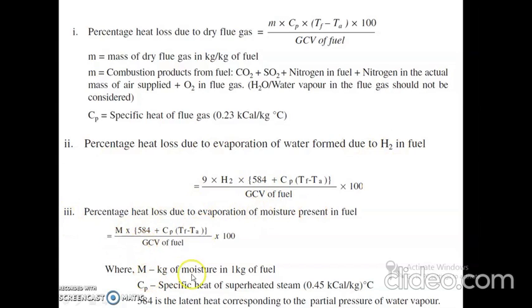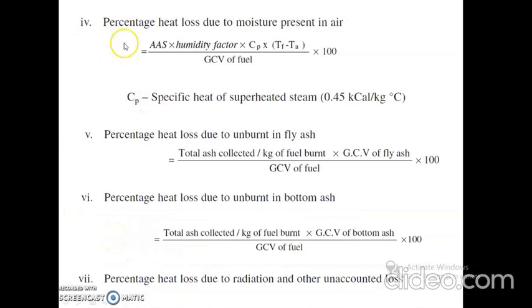For that you need the mass of moisture in the fuel, which you can get from the proximate analysis, and by substituting these values you can calculate the percentage heat loss in the evaporation. Then the percentage heat loss due to moisture present in the air is calculated with the humidity factor, the humidity of the air, and the amount of air supplied. From that you can calculate the amount of heat loss because of moisture in the air.